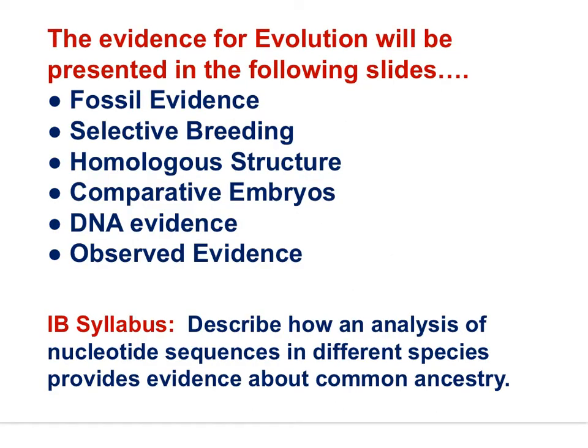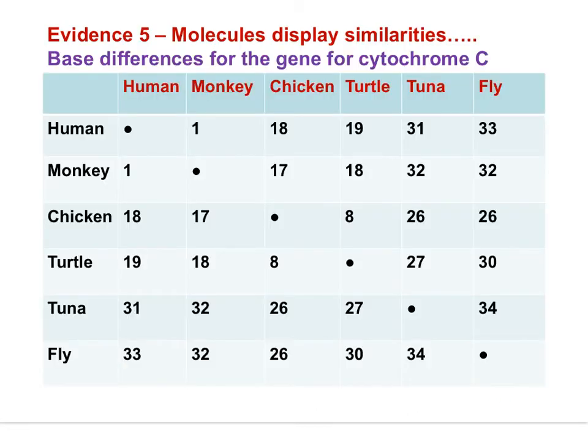As evidence for evolution, we have looked at the fossil record, selective breeding, homologous structures, and the comparative development of the embryo. Let's take a look at the molecular evidence. And the IB syllabus statement is, describe how an analysis of nucleotide sequences in different species provides evidence about common ancestry. The data on this slide represents the number of base differences among different species for a gene known as cytochrome C. You can see that the number of base differences between the human and the monkey is 1, while the number of base differences between the human and the fly is 33.